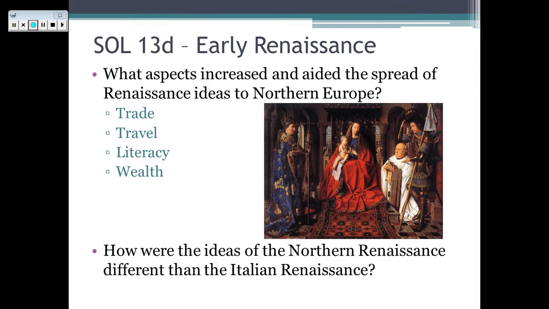How were the ideas of the Northern Renaissance different from the Italian Renaissance? In the Northern Renaissance, there was a stronger focus on Christianity. It was a little more religious, whereas the Italian Renaissance was extremely secular.